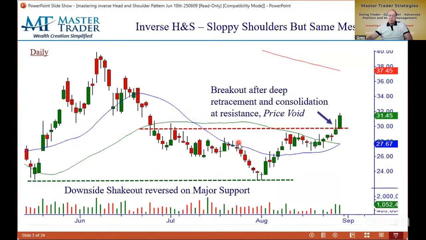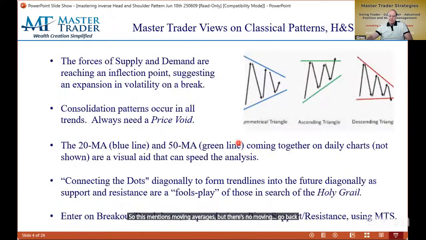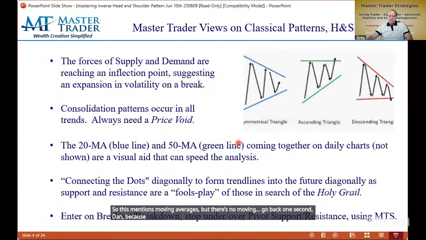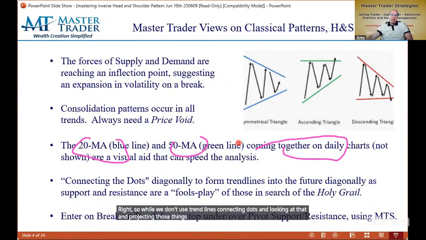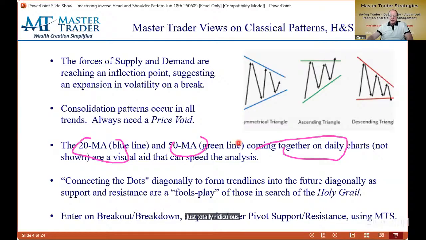So this mentions moving averages, but there's no moving average. Go back 1 second, Dan, because, right, so 20 MA, 50 MA coming together. This is just another way of using another tool. Right? So while we don't use trend lines connecting dots and projecting those things into the future as support and resistance, which is totally ridiculous, we use these what we call visual aids, these moving averages.